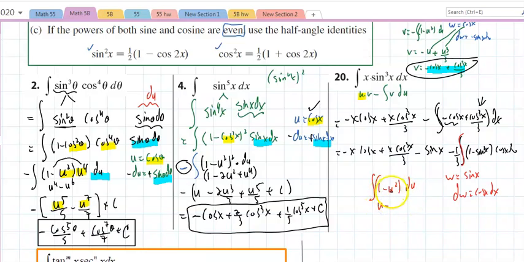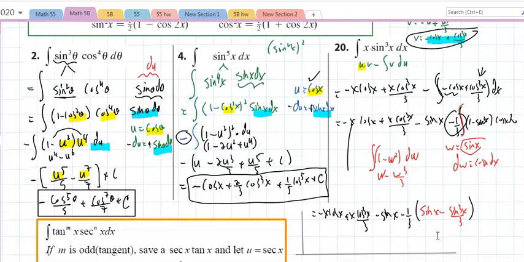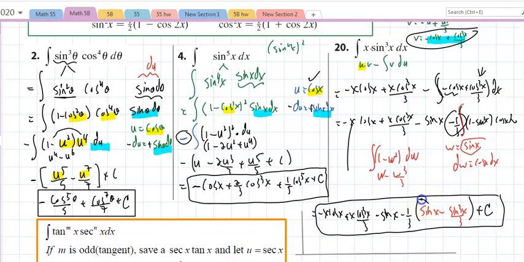That would be w minus w cubed over 3, right? And w is the sine. So this is going to be the sine of x minus the sine cubed of x over 3 times negative 1/3. Negative x cosine of x plus x cosine cubed of x over 3 minus sine of x plus C. Of course, you could combine those and make it a bit nicer, but there it is.